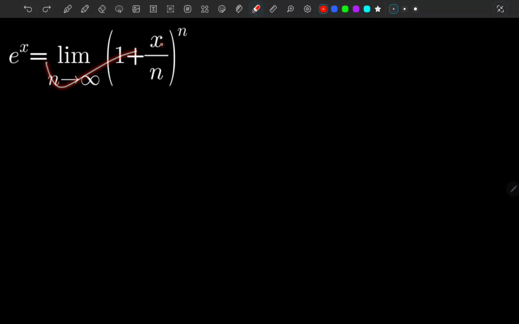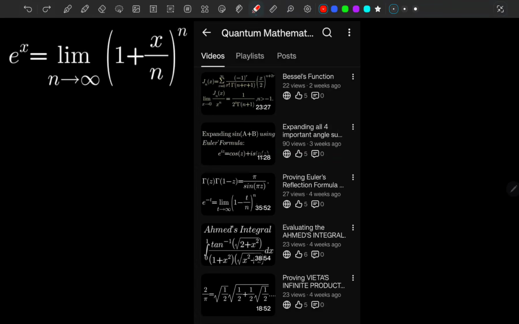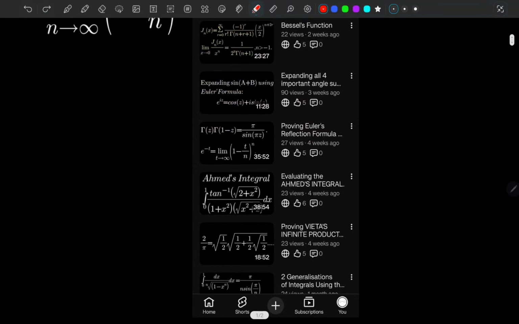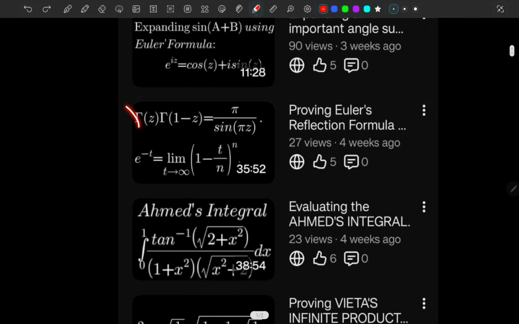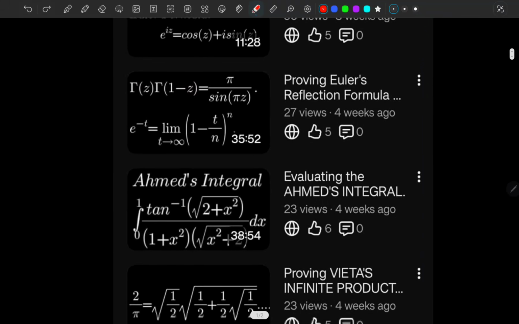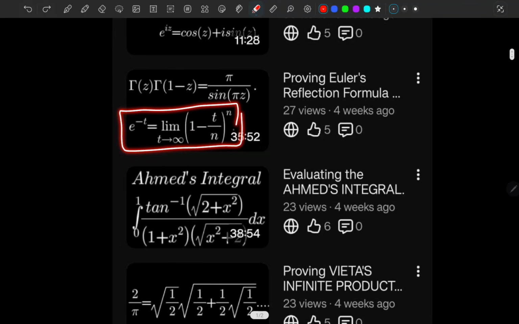I have used this result multiple times in my past videos, but I've never talked about the proof of this one. Four weeks ago I uploaded a video in which I proved this crazy looking relation known as Euler's reflection formula. I pasted this image beside this relation because I used this relation to prove this one down here. But I haven't talked about the proof of this one in that video.